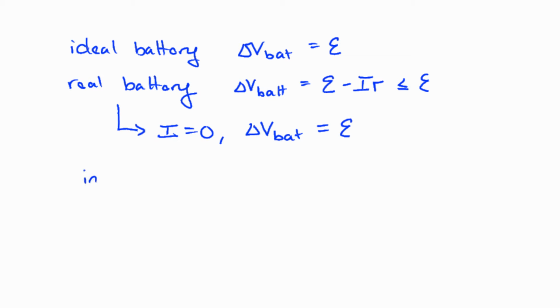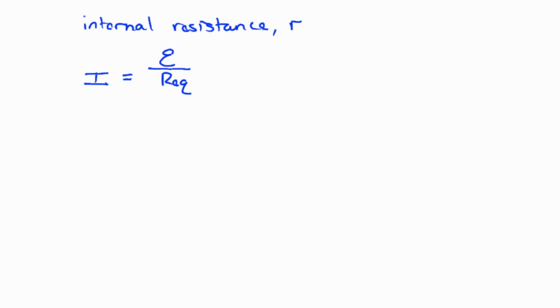So, when in use, that internal resistance r is in series with the equivalent resistance R for the rest of the circuit. So, if we want to figure out what the current is, the equivalent resistance of the entire circuit, including the internal resistance, is the resistance of the circuit plus the internal resistance.